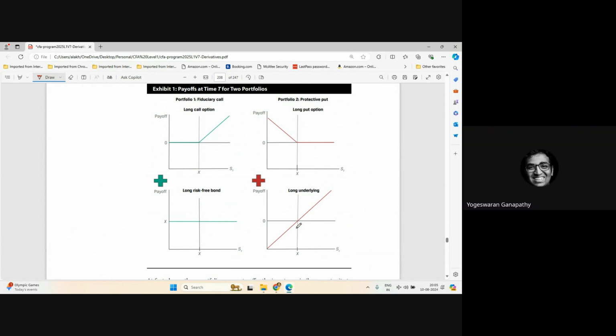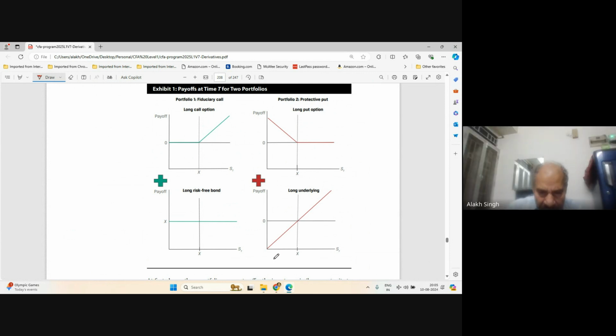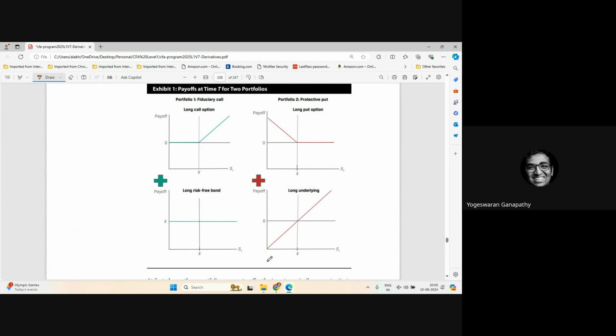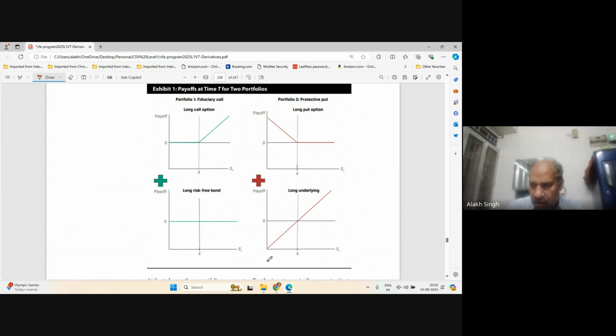Below, sir, but exercise value. Since we are long the put option, we would have paid a premium for it, right? So that also should not start from zero, right? It will start from below zero. Because it has zero value, no? If the put is out of the money, then it has zero value.